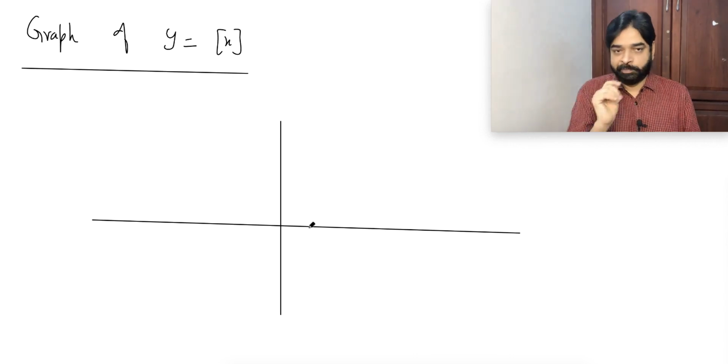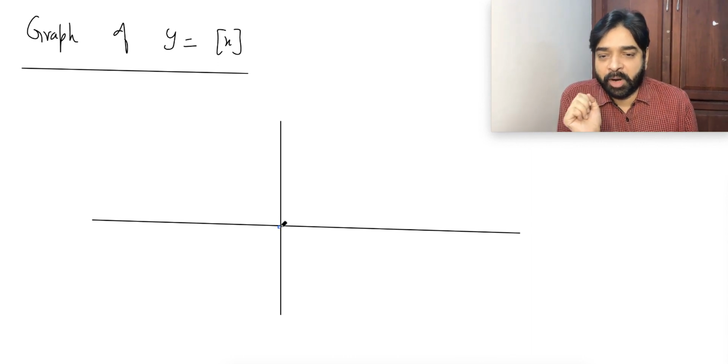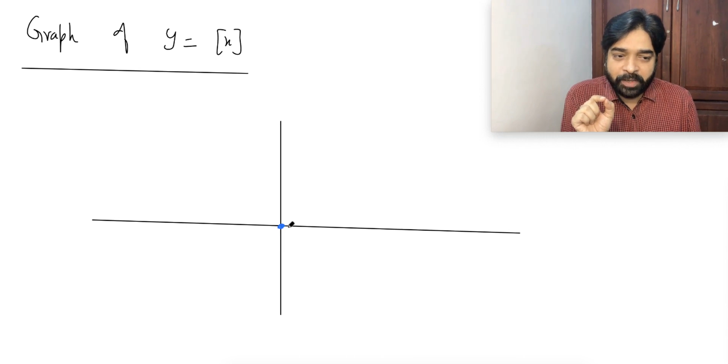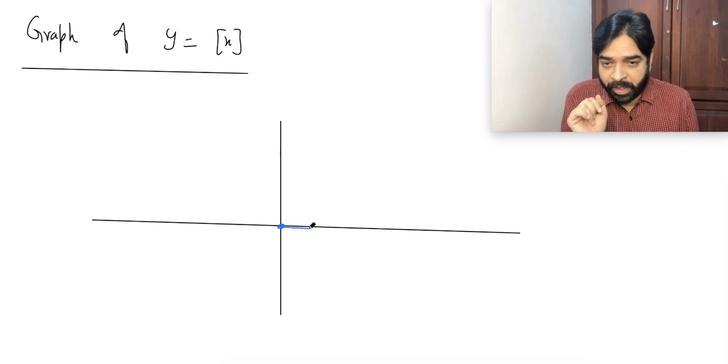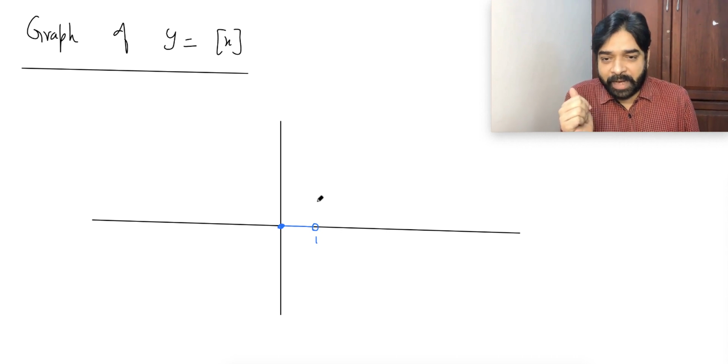Look, at x equal to 0, greatest integer x will be what? 0. At 0.1 again 0, at 0.2 again 0. Till when 0? Till 1 it is 0, but at 1 it's not 0. Okay. This is the 1. At 1 where is the graph? At 1.